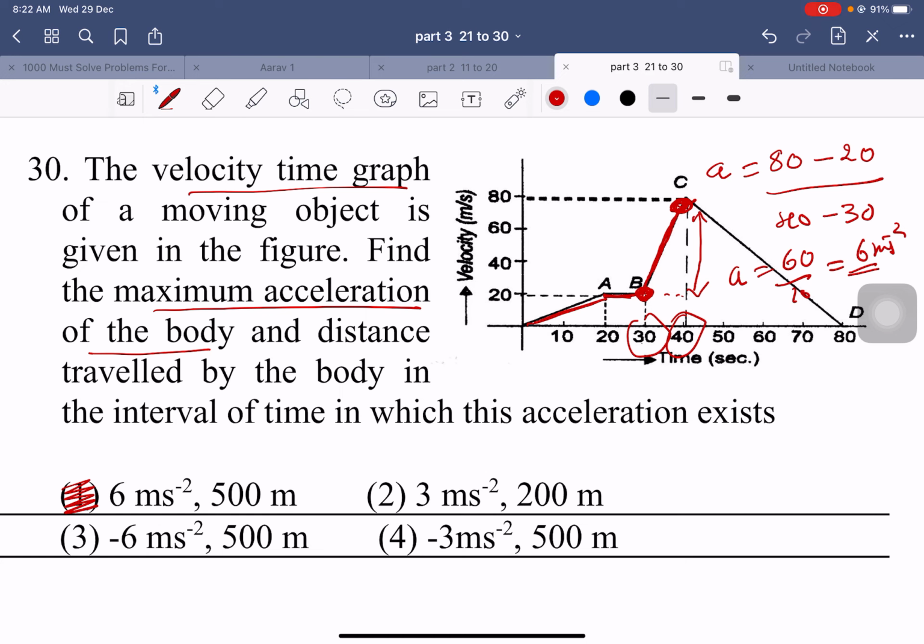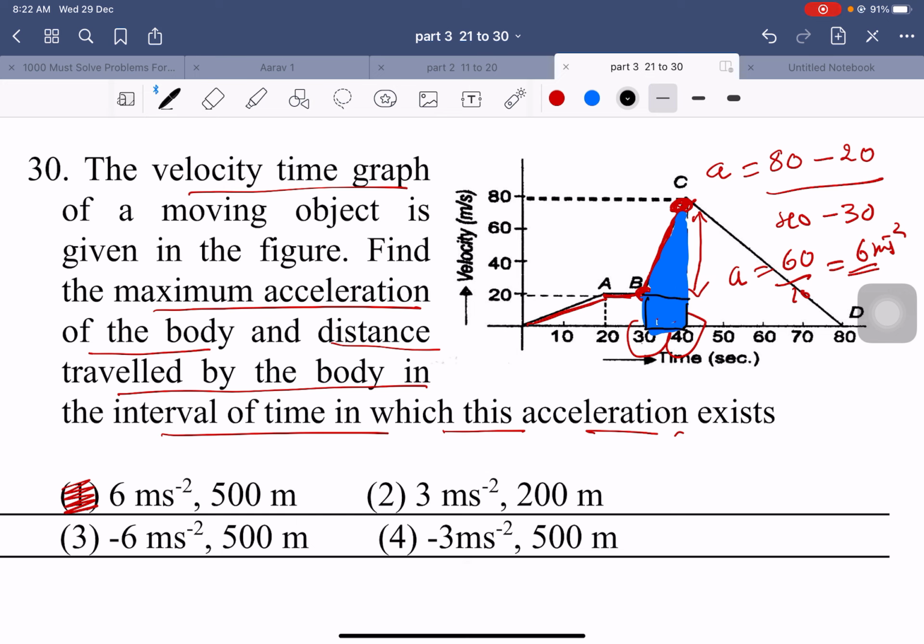Then we will continue. The distance traveled by the body in the interval of time in which acceleration exists. Okay, so when the acceleration is maximum, what is the distance traveled? So for which I have to calculate area under VT curve, which gives displacement. So this displacement I should calculate. Okay, so this is area of trapezium, correct? So you have to calculate the area of this triangle plus the area of this rectangle.